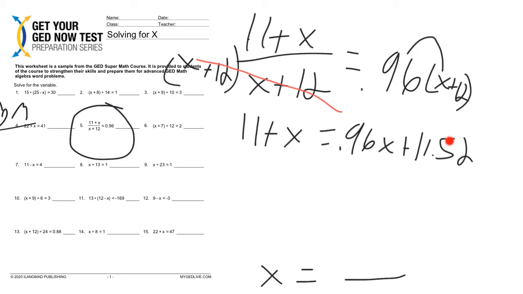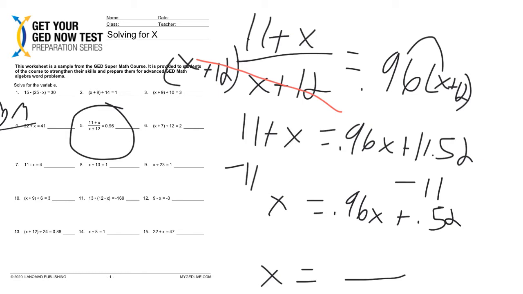And so the way we do that is by combining like terms. Because 11 and 11.52 are not the same, but they're alike because they're just whole numbers, I'm going to do the opposite of this. So the opposite of that is 11, and when I do it over here to this side, I also have to do it here to this side, minus 11. So then that leaves me x equals 0.96x plus 0.52.